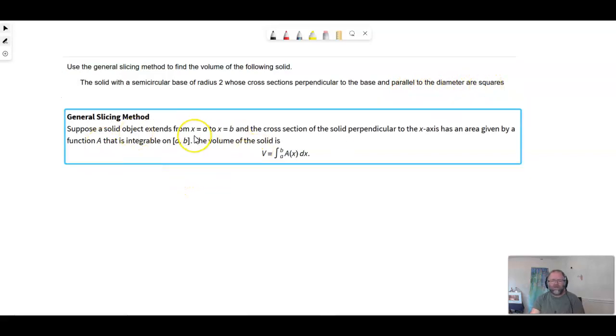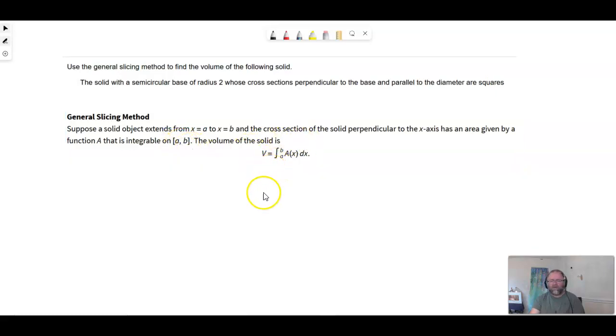Alright, so if we look at the general slicing method here, we'll see that this says an object extending from x equals a to x equals b, but this specifies that the cross section of the solid is perpendicular to the x-axis. So that's going to be a little bit of a clue on how we do ours, and it has the area given by the function A. These are the cross sections that have that area, and it's integrable on the interval a to b. And we have this volume function.